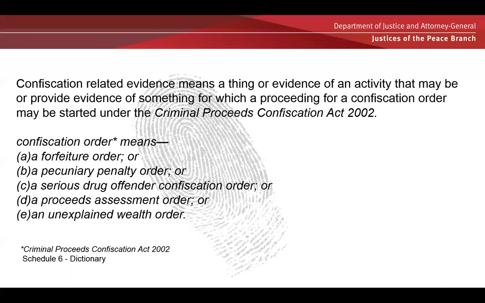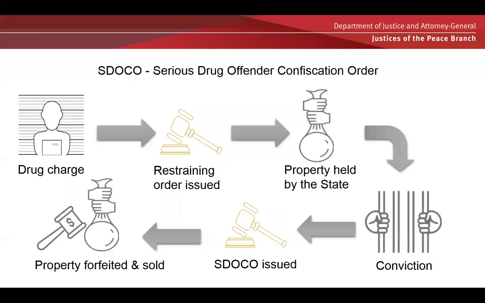Now, it is very similar with the serious drug offender confiscation order. Again, it allows the state to issue an order to dispose of property. But the person has to be charged with a qualifying drug-related offence. And those serious drug-related offences include trafficking and supplying dangerous drugs, receiving or possessing property obtained from trafficking or supplying drugs, and also producing dangerous drugs. So these offences are known as serious drug offences.